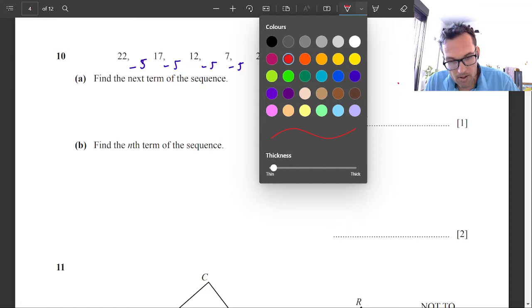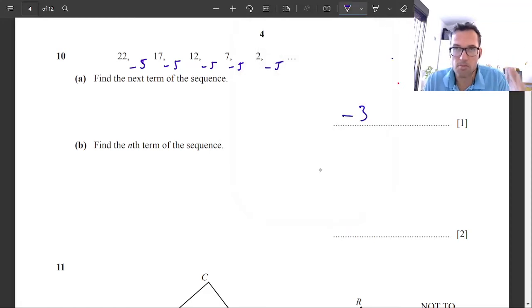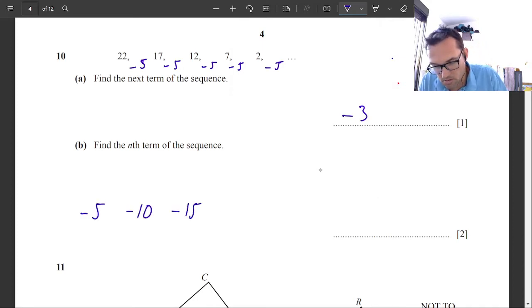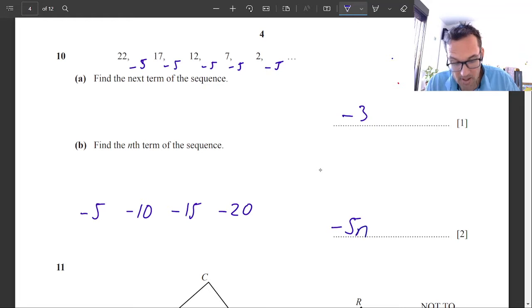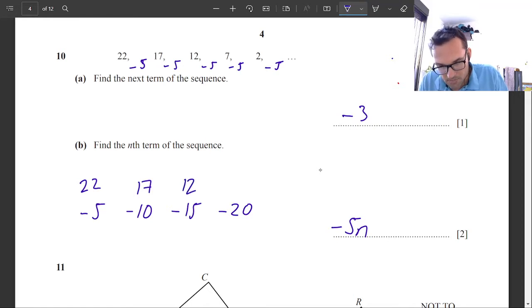Subtracting 5 each time means this is like the -5 times table, which goes -5, -10, -15. You see, we're subtracting 5 every time. -5 times n, so -5n. That's what our nth term rule starts with. The difference here is we're not starting at -5 in this sequence, we're starting with 22. Then instead of -10 we got 17, instead of -15 we got 12, etc.